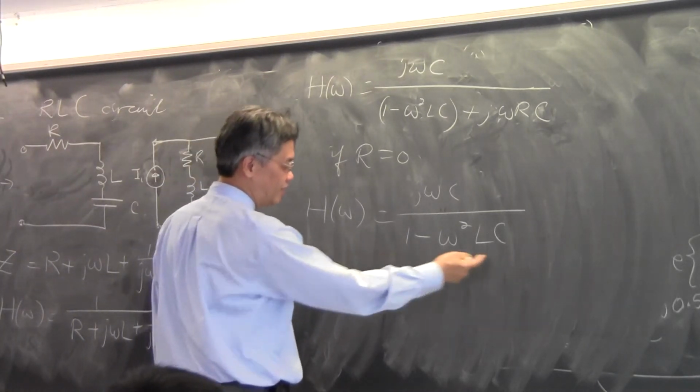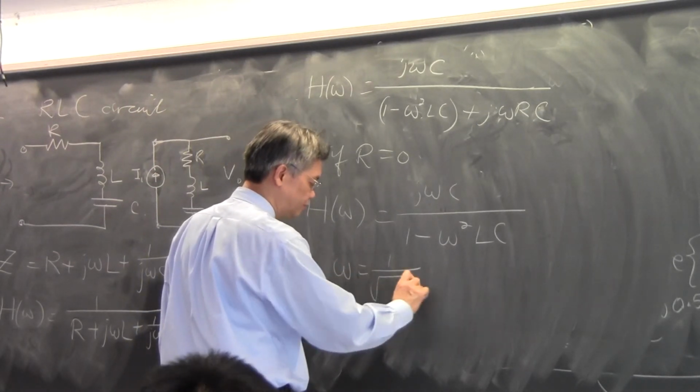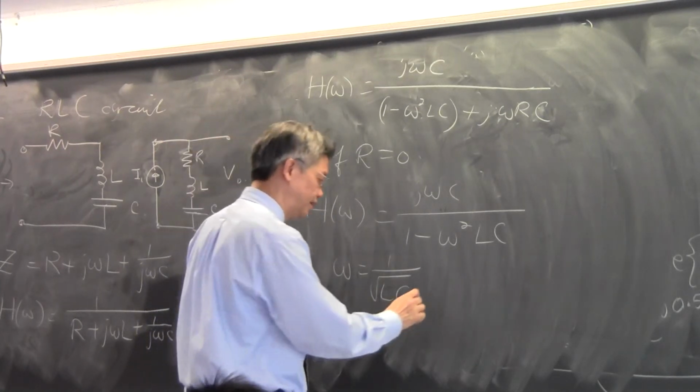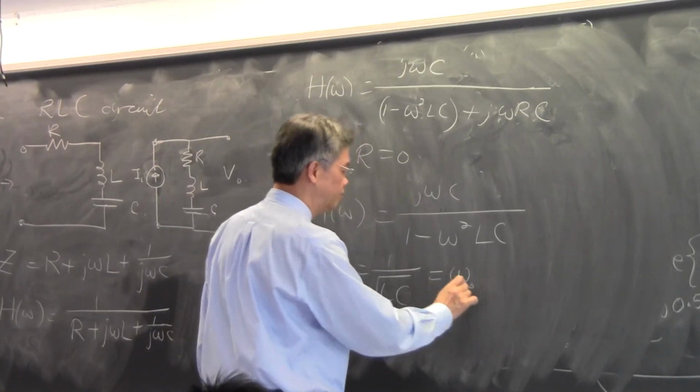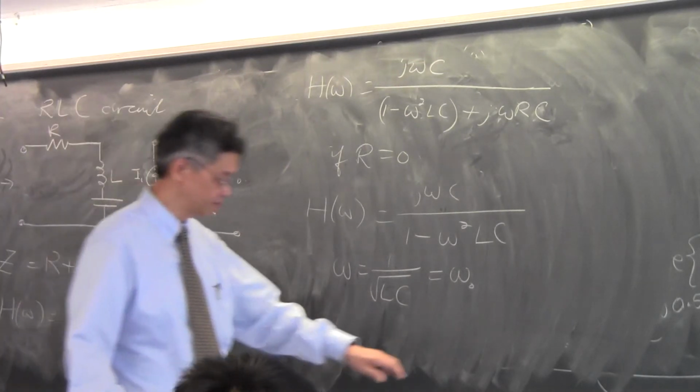Actually, the high-pass filter has a resonance. What happens is that if omega equals the square root of 1 over LC, omega naught, what happens to this frequency response if omega equals that value? Denominator is 0. And when the denominator is equal to 0, what happens to the transfer function? It's infinite. It's infinitely large. And why does that become infinitely large?